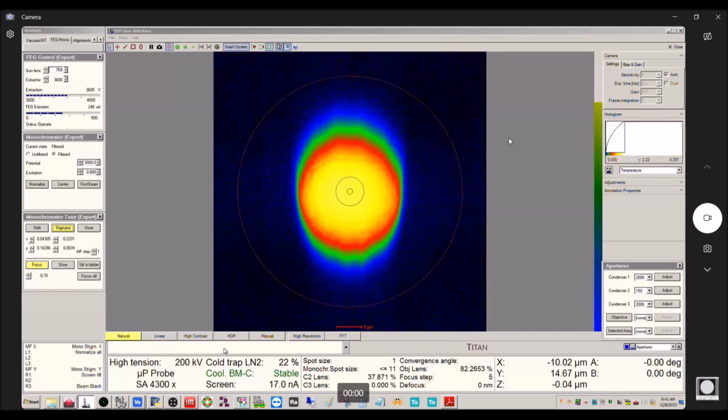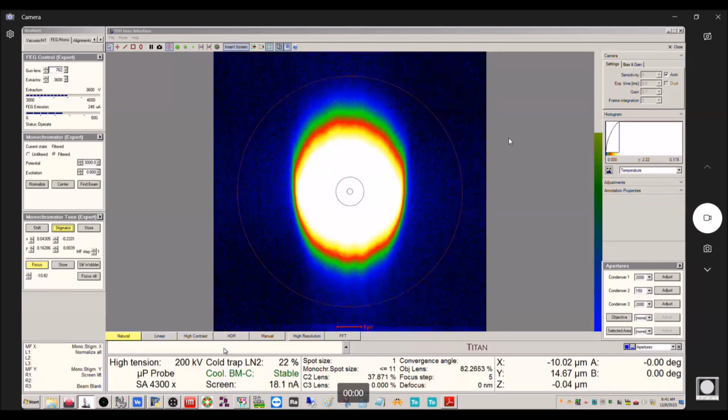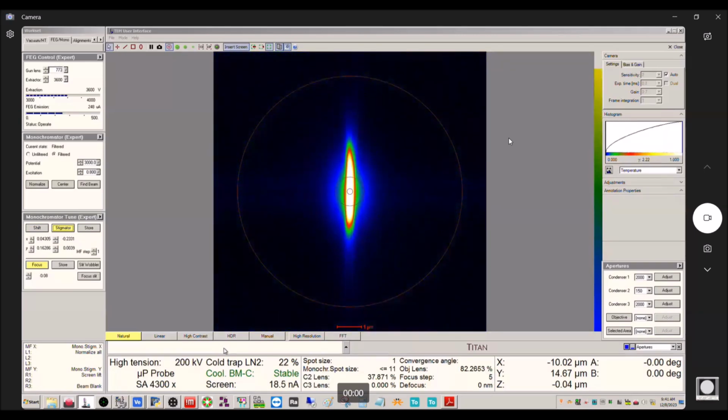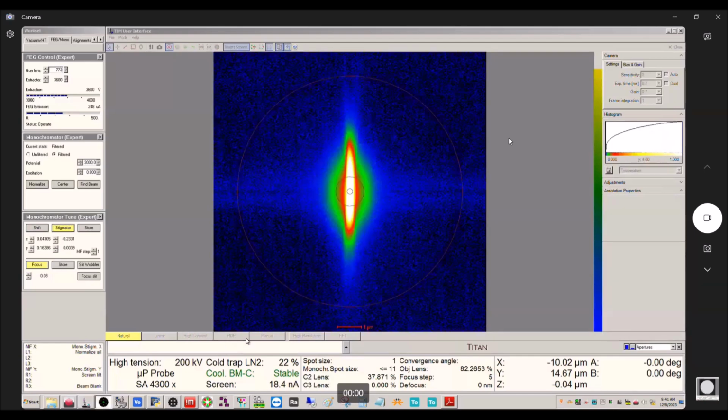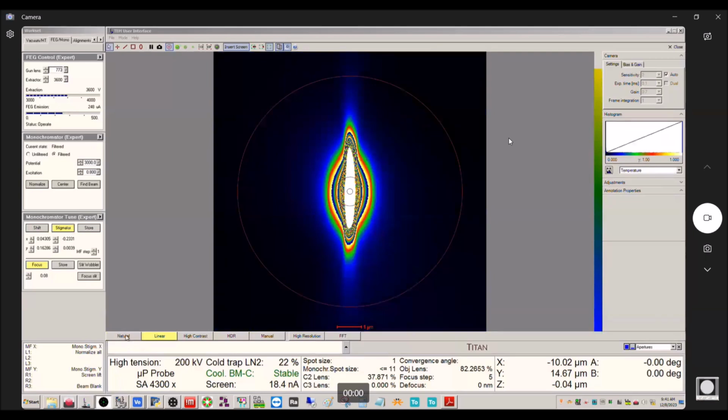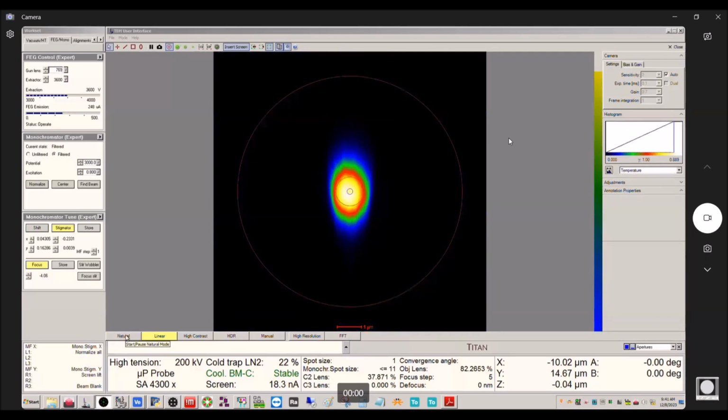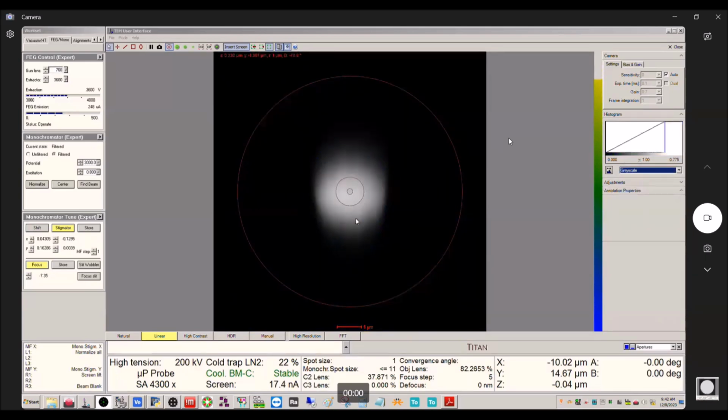Back here. Let's see if it makes a difference in HDR. No. What about linear? Okay, that makes it a little bit better. Let me switch this back here.